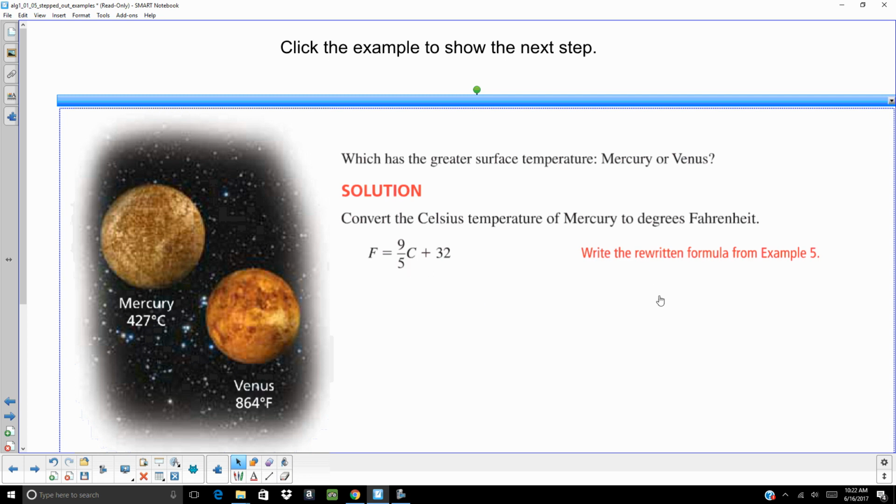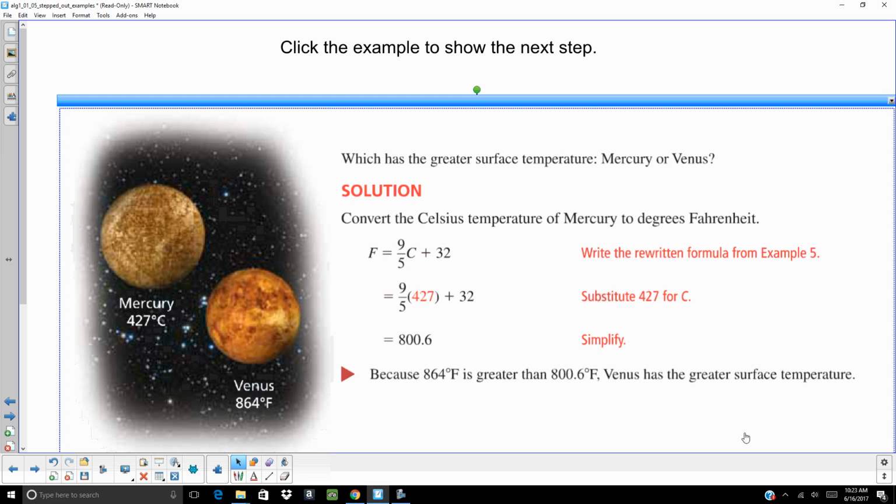So we've got our formula. You're going to take out that C and put 427, and you're going to get 800.6. So Mercury is 800.6 degrees Fahrenheit. Well, that means Venus is warmer.